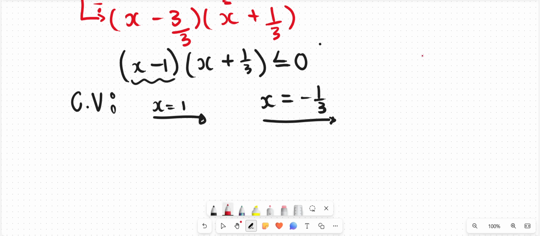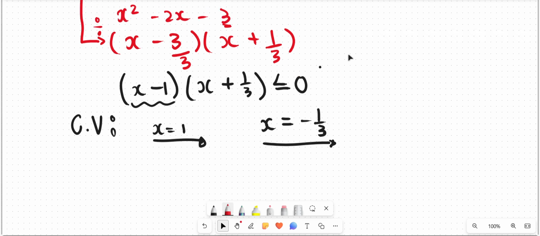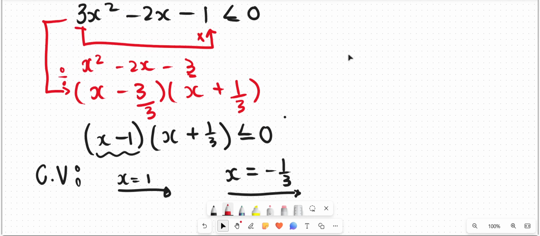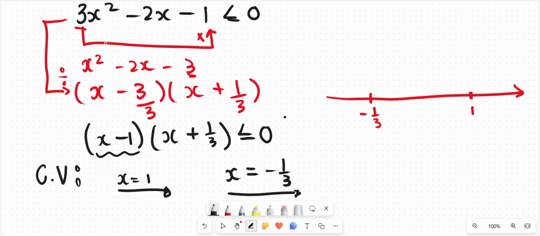All right, now that I've gotten my critical values, I need to decide how my plot looks. So let me plot it here on the side. There's my x-axis. So where am I plotting? I'm plotting at negative a third and at positive 1. So how does my graph look?